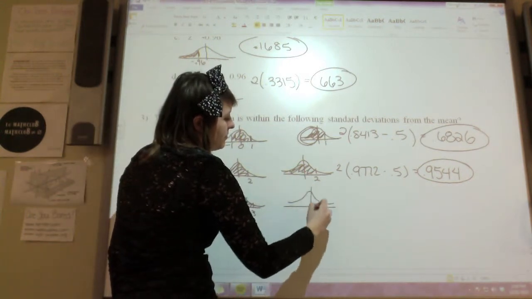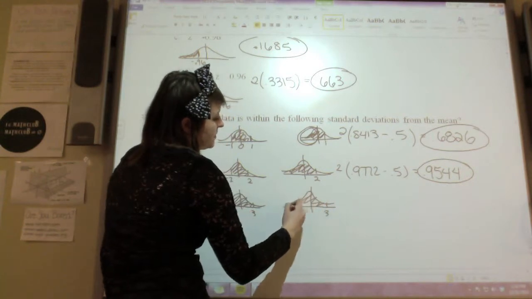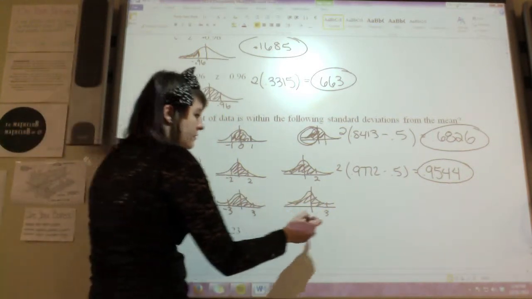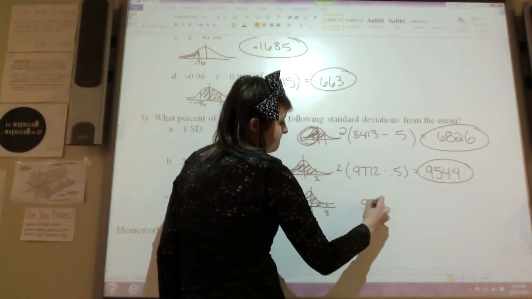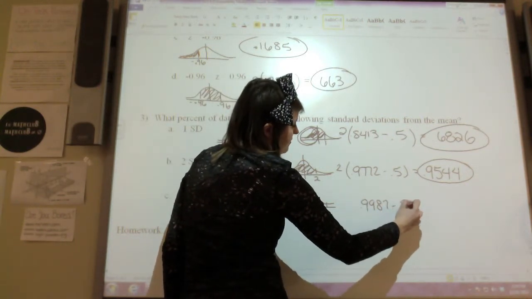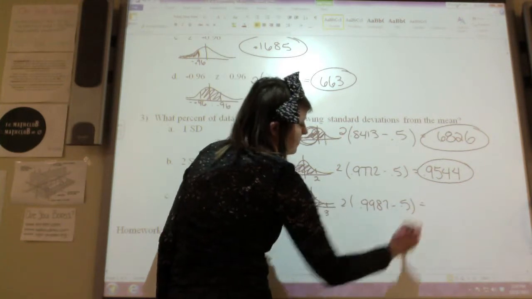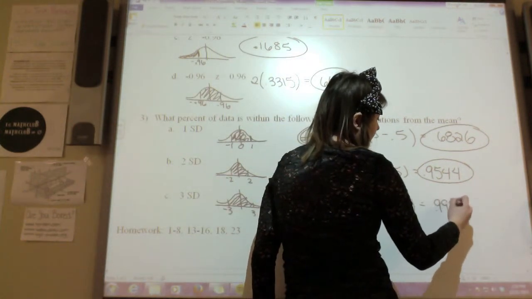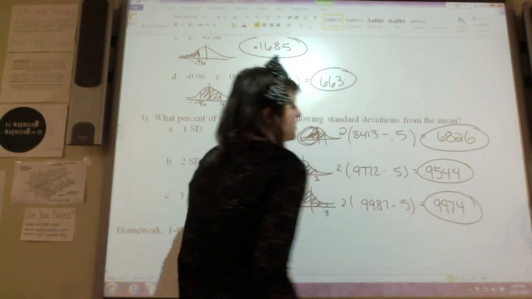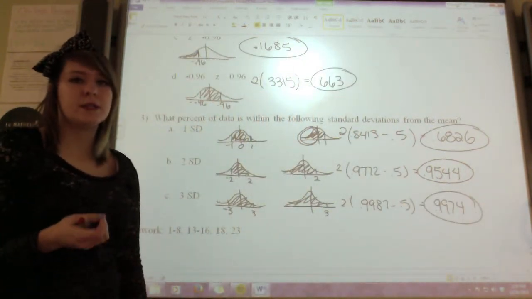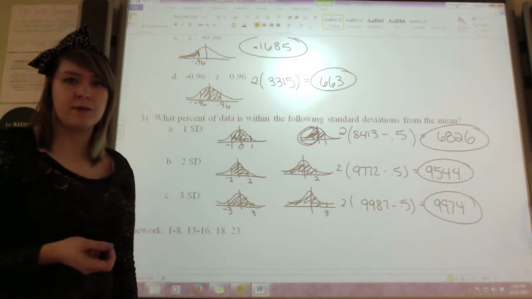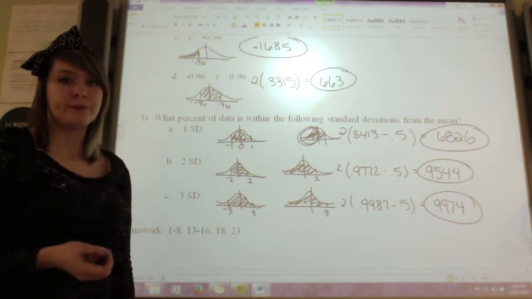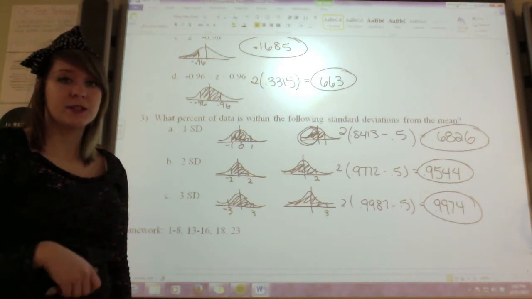And within 3 standard deviations of the mean, I'm going to do the same thing. So looking at my table here, my table is going to give me everything less than 3, and that's 0.9987. I subtract out my 0.5 and then double it, that gives me 0.9974. So that means that 99.7% of my values are going to fall within 3 standard deviations of the mean. Okay, that's everything for section 5.